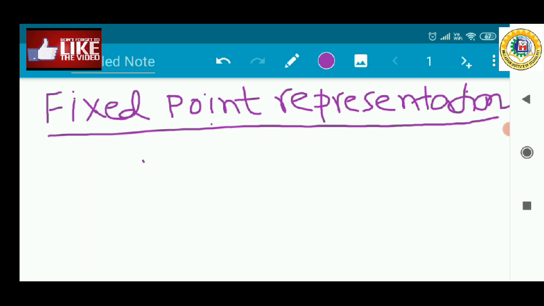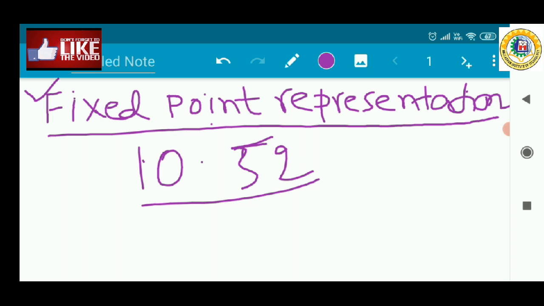The first point I have written down here is the fixed point representation, and the second one is the floating point representation. First we will discuss what fixed point representation is. This representation has a fixed number of bits for the integer part and the fractional part. All of you know that a number can be represented like this; suppose this is your decimal number. You can say that this number has an integer part and also a fractional part.